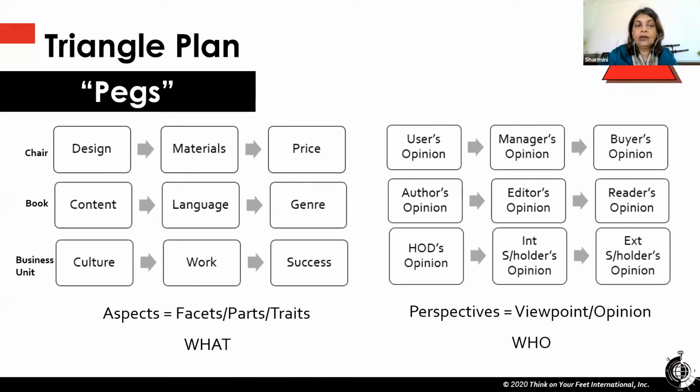So go ahead now, take one or the other. Don't do both. Take either aspects or opinion. If you were to say, tell me about yourself, what 3 pegs will you use? Tell me about yourself. If you're using the triangle plan, either aspects or perspectives, which one will you use? And what would be the 3 pegs? I'll give you 30 seconds to write down the 3 pegs.